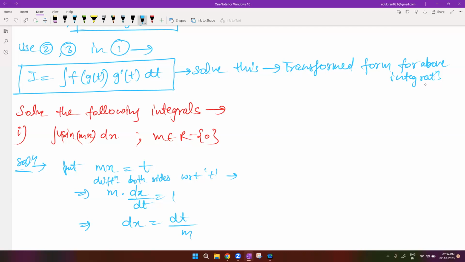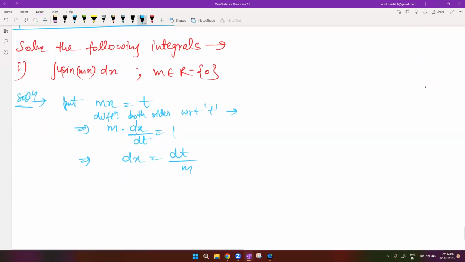So remember two things. First, what should be the substitution? Substitute mx is equal to t. So try to find out that expression which needs to be substituted. You will gradually learn how to substitute. You won't learn the art of substitution in a day. But let's first try to encounter this using simple examples.